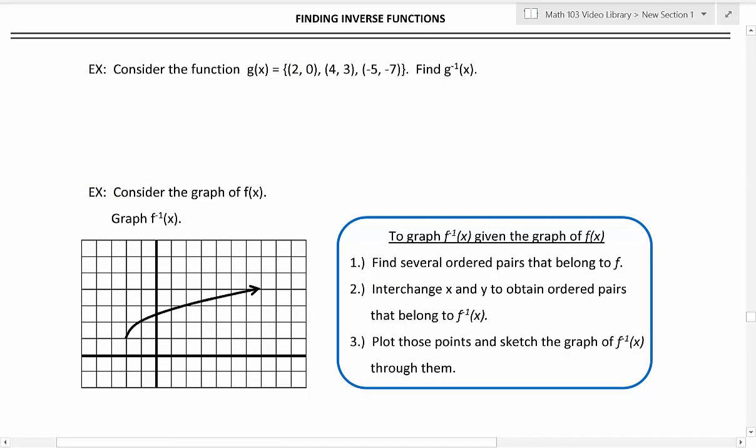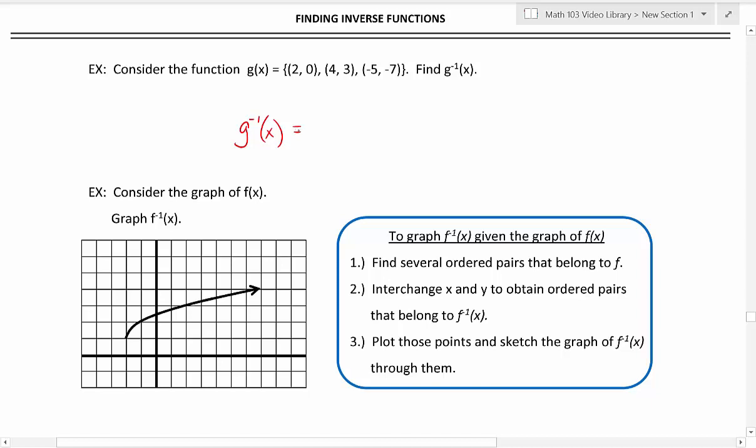So let's consider the function g of x equals 2, 0, 4, 3, -5, -7. And we're asked to find g inverse. Well, the first thing you need to do is confirm that g is a one-to-one function. Since we're given a set of ordered pairs, we need to look and make sure that neither the x values nor the y values repeat. They don't. So this is a one-to-one function, and we should be able to find the inverse.